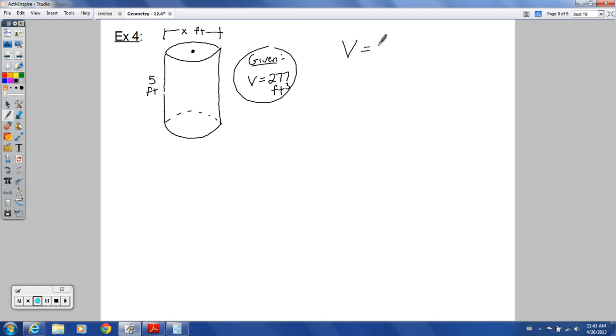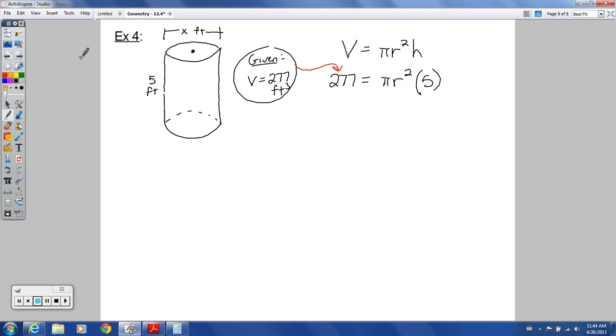So here, being a cylinder, we're still going to use base times height, but the base is a circle, so pi r squared times the height, pi r squared times h. We know that volume is 277, so let's use a different color just to show where that came from. Right there. And we know what pi is, but we don't know what the radius is, so I'm going to leave that as r squared. I do know my height, though, is 5.